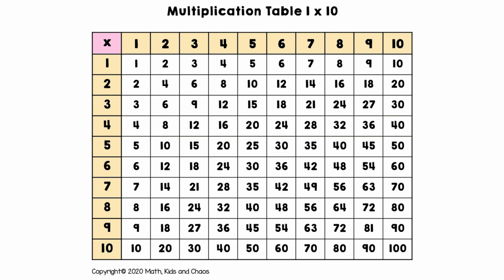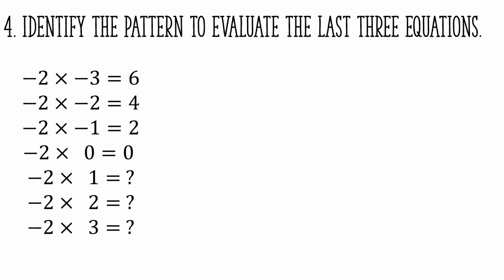But the type of patterns that your book is referring to are these type of patterns. So just take a second to look at our question here. It says, identify the pattern to evaluate the last 3 equations. All right, so we're given a pattern. We see that this first factor in all of these products is the same. It's -2 for every one. Every one of them is multiplication. And then our second factor here, -3, -2, -1, 0, 1, 2, 3, that's the one that's changing.